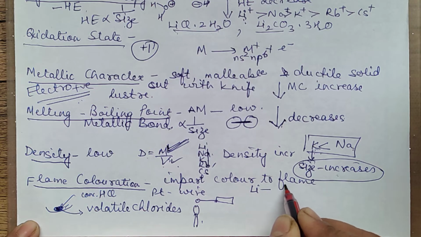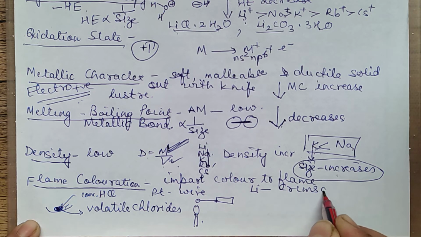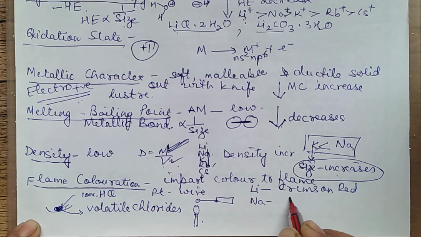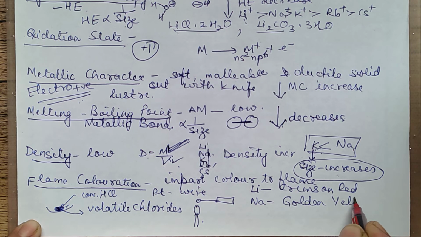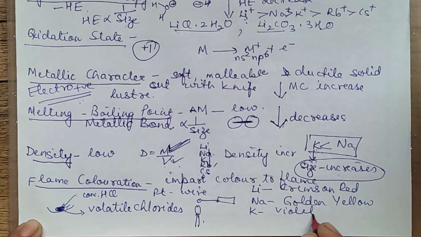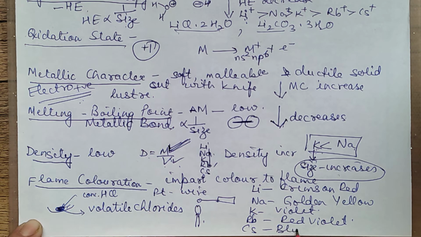Like lithium. Lithium shows crimson red color, bright red color. Sodium shows golden yellow. It imparts golden yellow color to the flame. Potassium exhibits violet color. Okay, rubidium shows red violet color to the flame. And cesium imparts blue color to the flame. They all impart color to the flame.